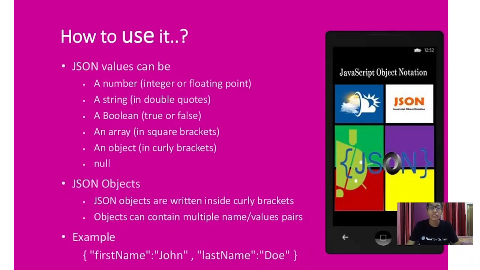Now, what happens when we use a JSON object? JSON objects are always written inside curly brackets. If there is no curly bracket, your program will not execute, because objects are predefined in curly braces only. An object can have multiple name and value pairs, like the example I mentioned before, where the first name is John. The curly braces are there and the name and value are separated by a colon.